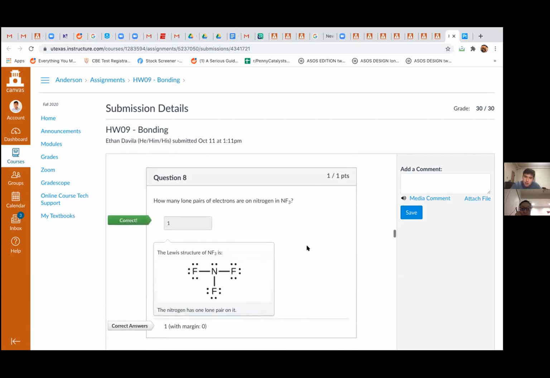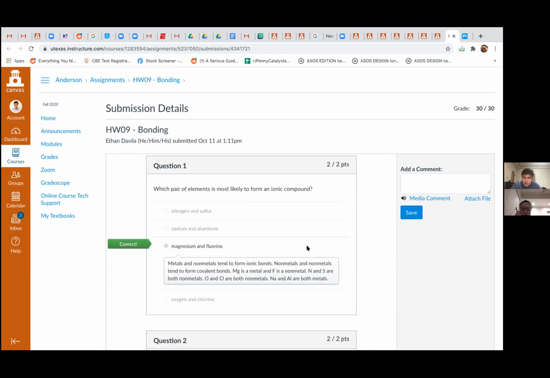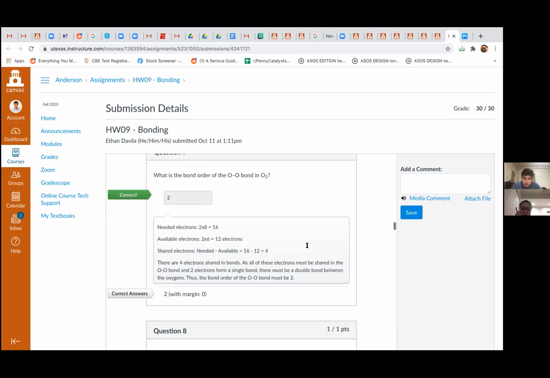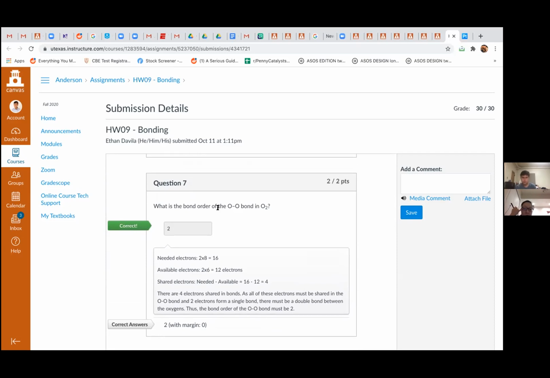Wait, have we done this? Oh, we haven't done this, right? So what is bond order? Bond order is basically the number of bonds, how many, how wide these bonds are. How do you figure it out? So that's one bond.